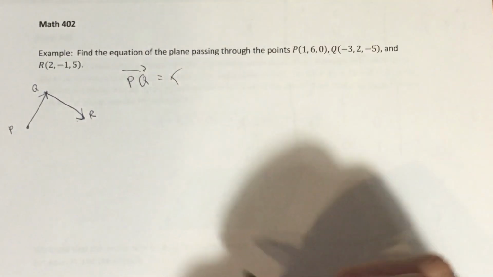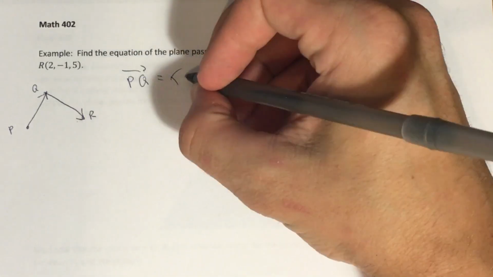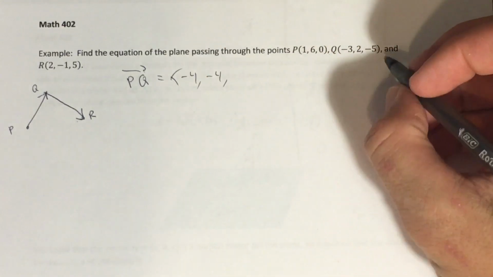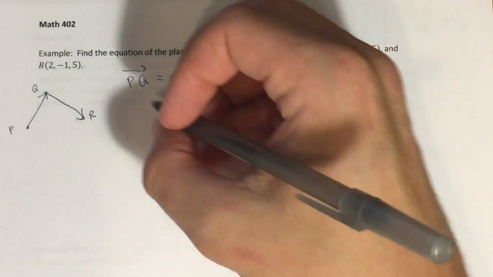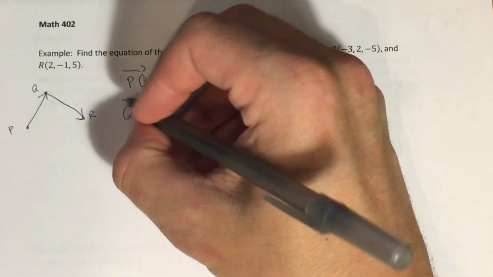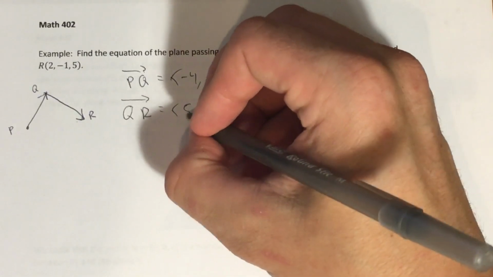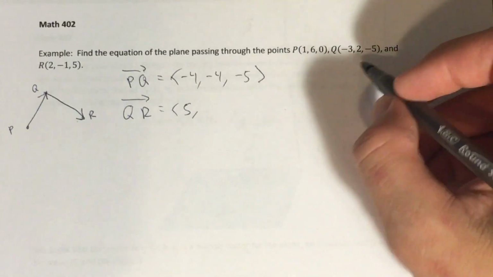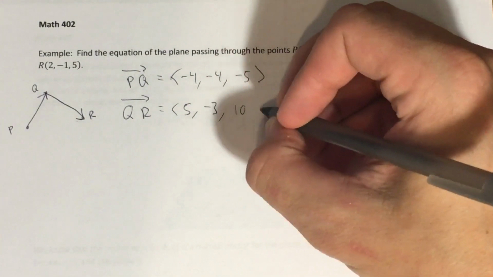Remember, PQ is going to come from subtracting negative 3 minus 1, which is negative 4, 2 minus 6, which is negative 4, negative 5 minus 0, which is negative 5. And then do the same thing for QR. 2 minus negative 3 would be 5. And then we're going to get negative 1 minus 2, which is negative 3. And then I'm going to get 5 minus negative 5, which is 10.